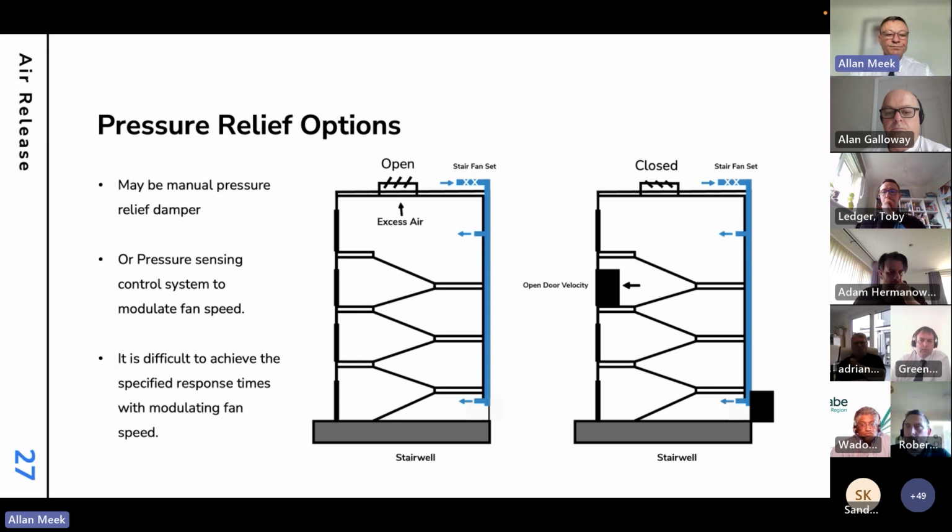The other option is to monitor the pressure difference between the stair and the lobby and modulate the fan accordingly. When the doors open, the pressure sensor will note that the pressure's dropped and increase the fan so that we get the velocity. Conversely, when the door's closed, the pressure will rise and the inverter will slow the fan down. This is possible. However, with a 5-second response time, it's quite difficult to achieve, but it can be done.